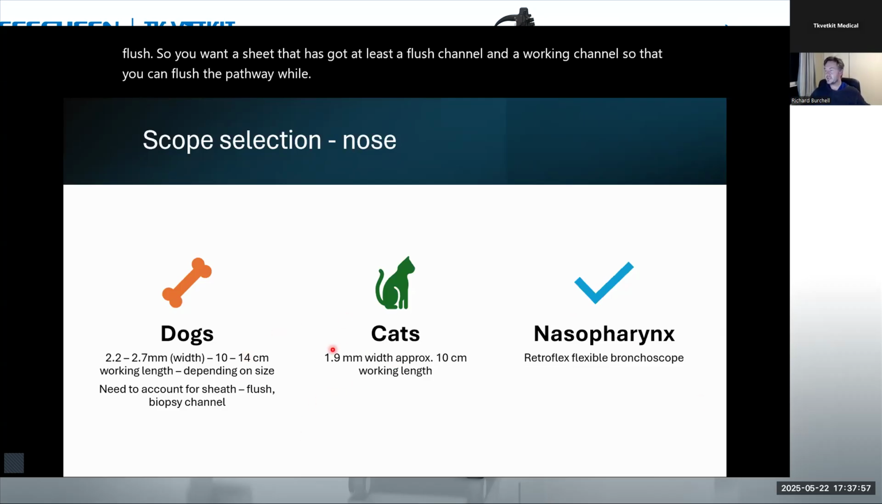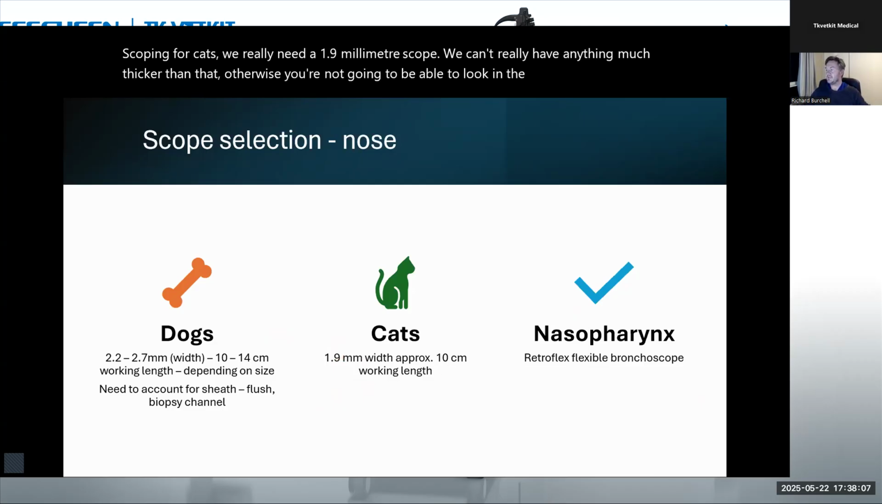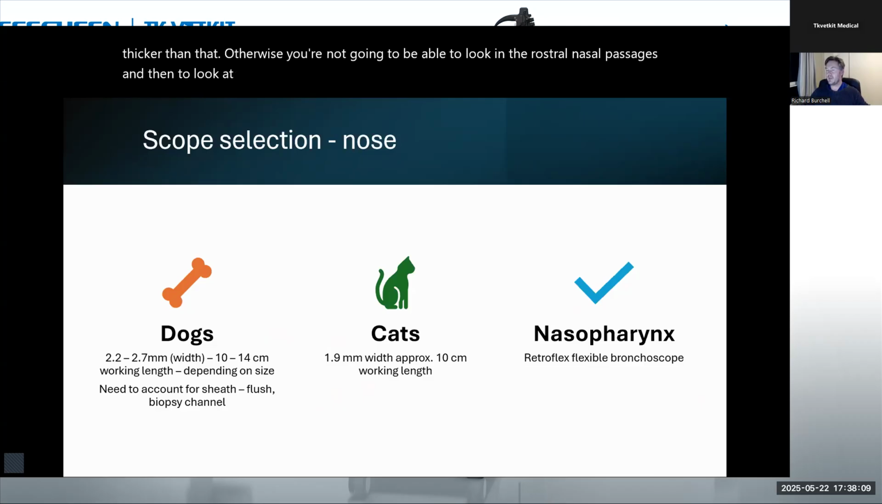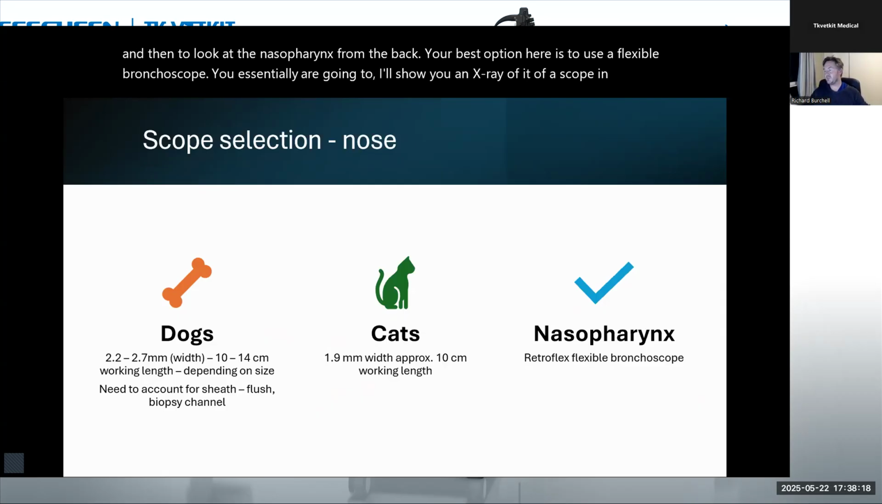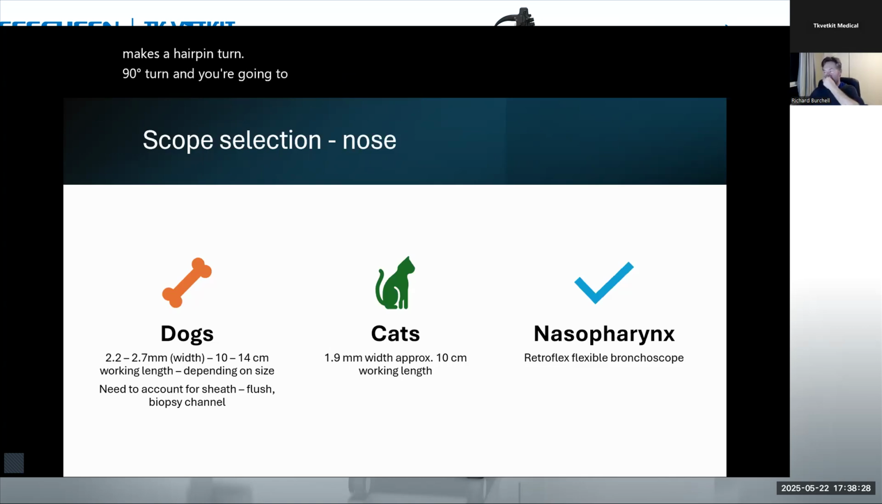For cats, we really need a 1.9 millimeter scope. We can't really have anything much thicker than that. Otherwise, you're not going to be able to look in the rostral nasal passages. And then to look at the nasopharynx from the back, your best option here is to use a flexible bronchoscope. I'll show you an x-ray of a scope in the nose. It'll explain it to you better. But you essentially are going to flex a bronchoscope so that it makes a hairpin turn, a 180-degree turn, and you're going to hook that over the nasopharynx, and you'll evaluate the nasopharynx that way.